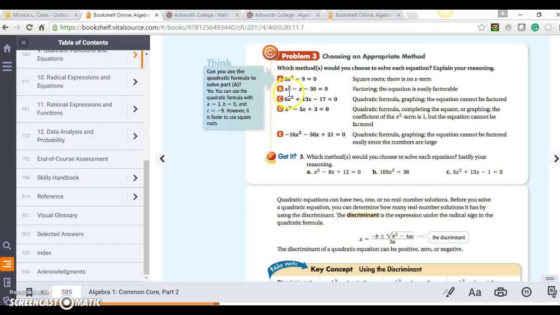All right, for the next one, x squared minus x minus 30, I can easily see that I can factor this. There are common factors of 30, and I can just factor. So the equation is easily factorable.